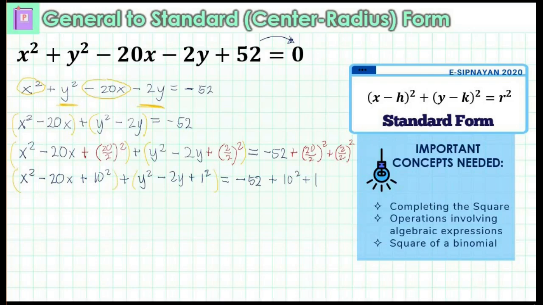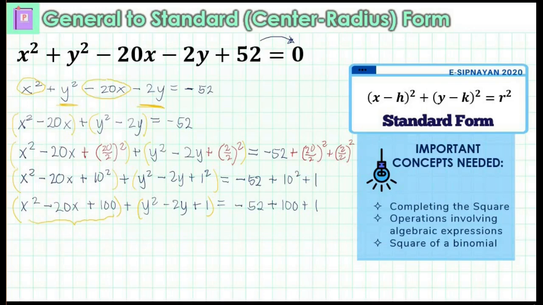Simplifying further, we will now have the equation. After grouping again the x's and y's, the equation will now become x squared minus 20x and 10 squared is simply equal to 100. Copy the operation plus y squared minus 2y, and 1 squared is equal to 1, equals negative 52 plus 100 plus 1. Let's group again the x's and the y's so that we'll know what to factor. Then moving on, we now proceed to factoring.